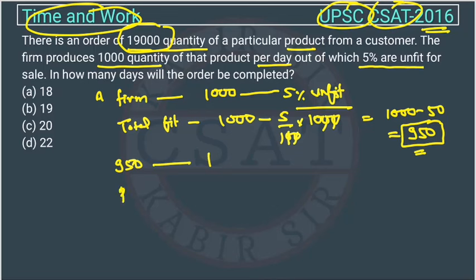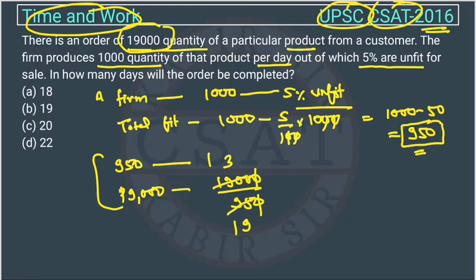So 19,000 they will produce in how many days? So they will produce in 19,000 upon 950. This is a unitary method I am using here. Right. This 0 will cancel this 0. You can cut it through 5. 5 3s are 15, 5 8s are 40, and 0. Now you can directly cut 19 to the 38. So it will be 20.